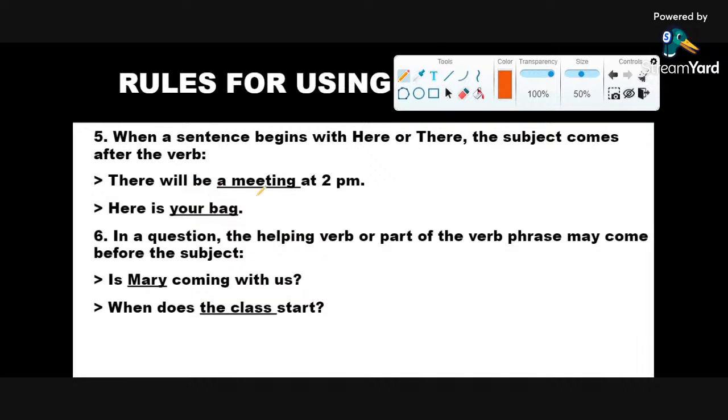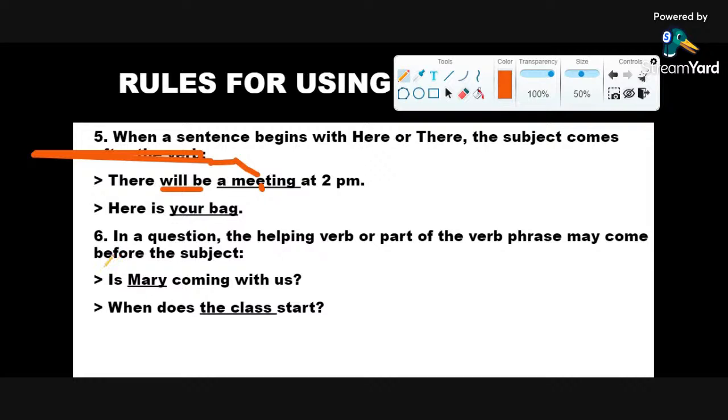There will be a meeting, and the subject now comes after the verb, not before the verb as it should be. There will be a meeting at 2 p.m. So a meeting is the subject, and it comes after the verb phrase will be. Here is your bag. Again, because the sentence begins with here, the verb comes before the subject, is before the subject.